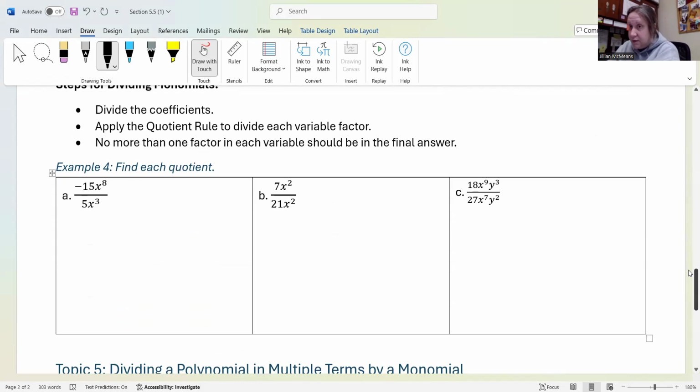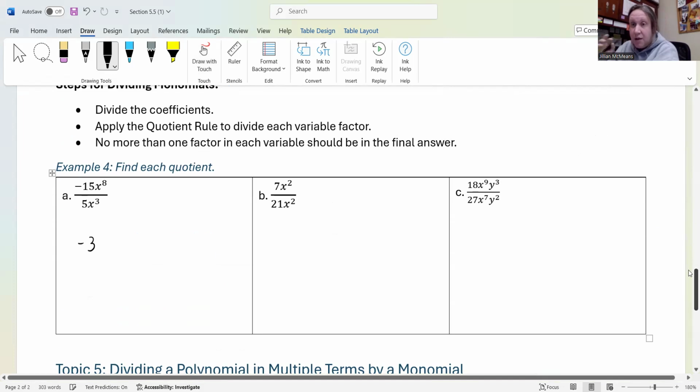Well, I want to go ahead and divide my coefficients. So I have negative 15 divided by 5, which is negative 3. Okay, then we need to apply the quotient rule quite literally. So I have x to the 8th divided by x to the 3rd. So I want to get x to the 8 minus 3. So I've already got my negative 3, and then my x factor is going to simplify to just be x to the 5th. And there you have it. Pretty straightforward, nothing too crazy there.